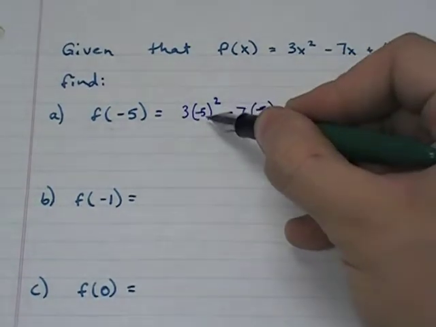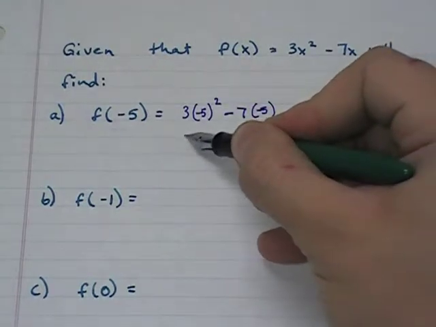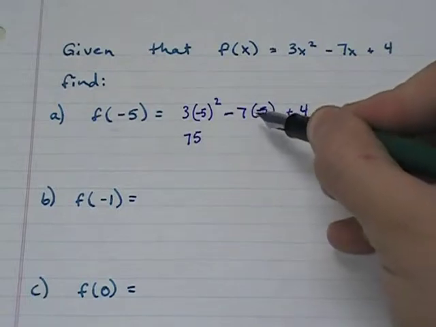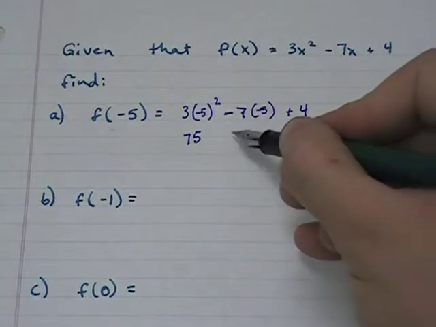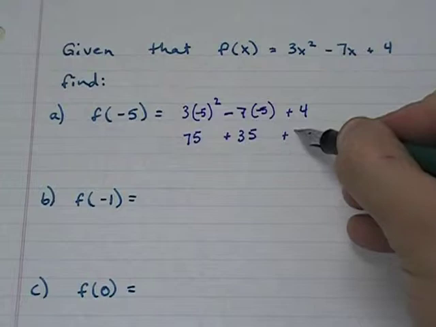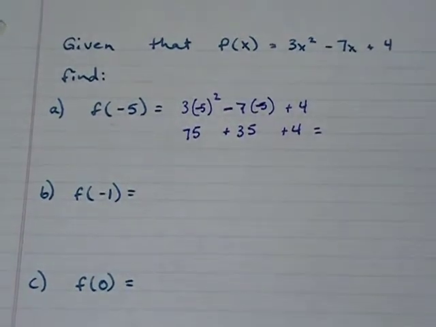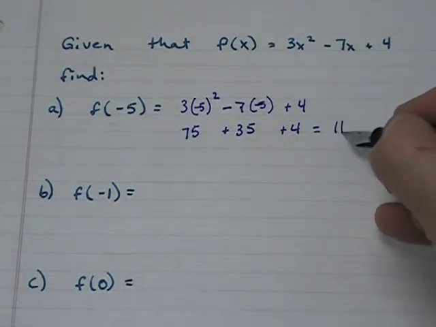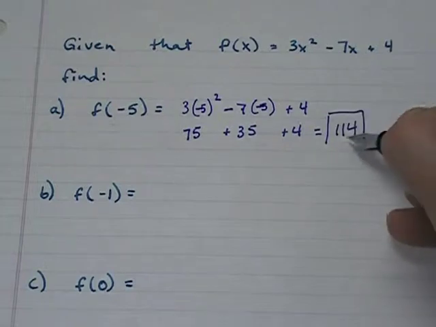Okay? Well, negative 5 squared is 25. 25 times 3 is 75. Negative 7 times negative 5 is positive 35. And then plus 4. Okay? Well, 75 plus 35 is 110. And then, of course, you add 4 to that, you get 114. So f of negative 5 is 114.